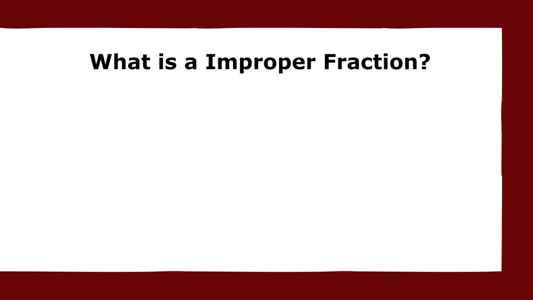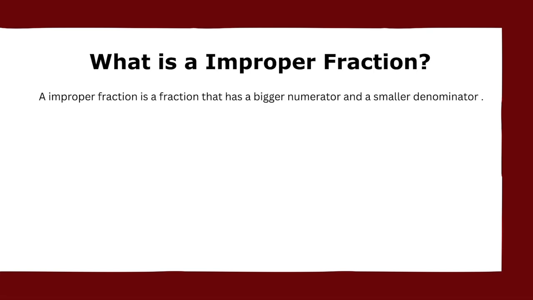Now, we also must know what an improper fraction is. An improper fraction is the opposite of a proper fraction. An improper fraction consists of a fraction that has a bigger numerator and a smaller denominator. For example, this could be 18 over 6. 18 is the bigger number here, and it's my numerator. 6, which is my denominator, is the smallest number here. This is what makes the fraction improper.